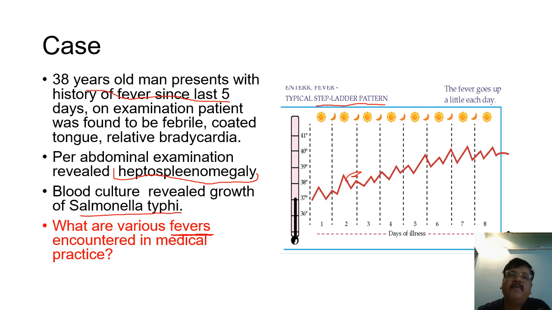Then there are other types of fever, the names being undulant fever and Malta fever. The undulant fever or Malta fever is also another fever. So different types of fevers are encountered in the medical field that they may ask in viva.